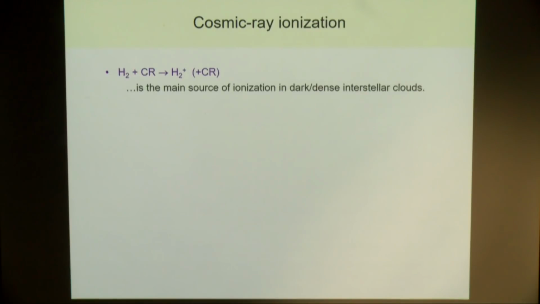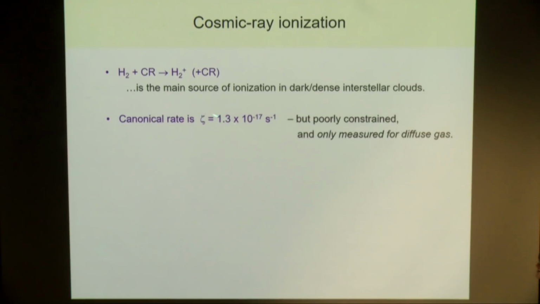Okay, so this is a little bit of context. I mentioned that we ionize H2 with cosmic rays, and that produces H2+. That is the main source of ionization in interstellar clouds. The rate is typically assumed to be about 10 to the minus 17. That's what we often claim is the canonical rate. It's only really determined in diffuse gas, though.